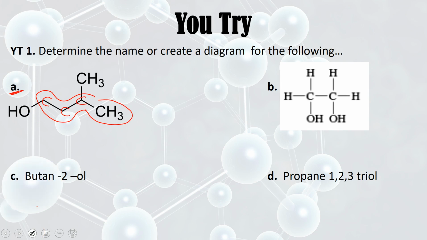So if I was going to name just the parent chain there, I'm going to start numbering by the hydroxyl group. So 1, 2, 3, 4. So that would be butan-1-ol. And I also need to include that other side chain. So that's a 3-methylbutan-1-ol.